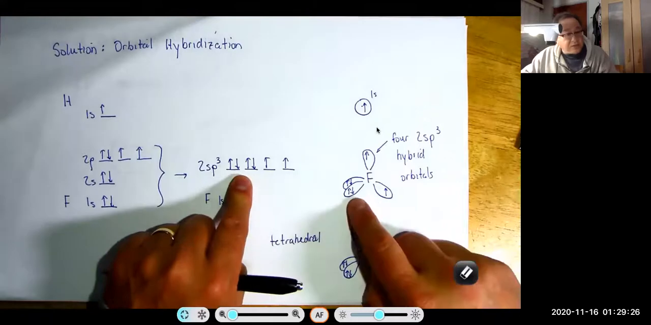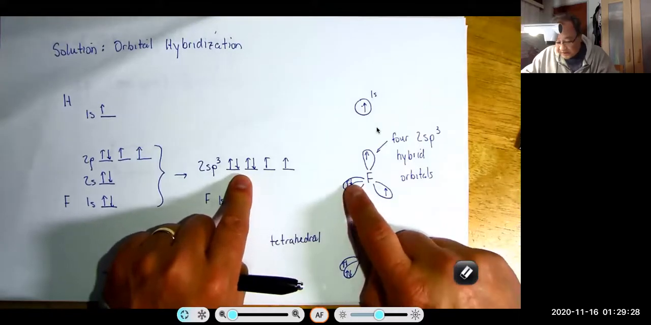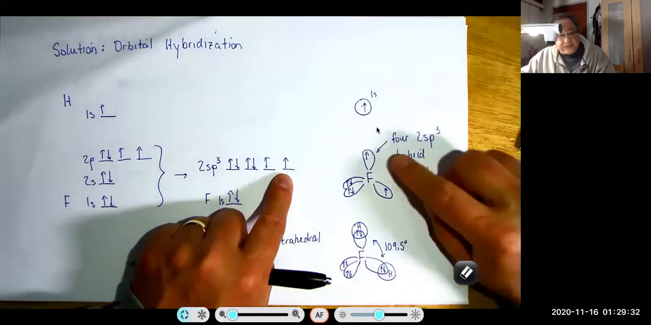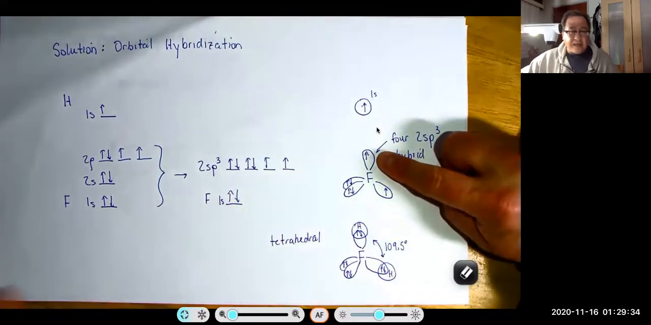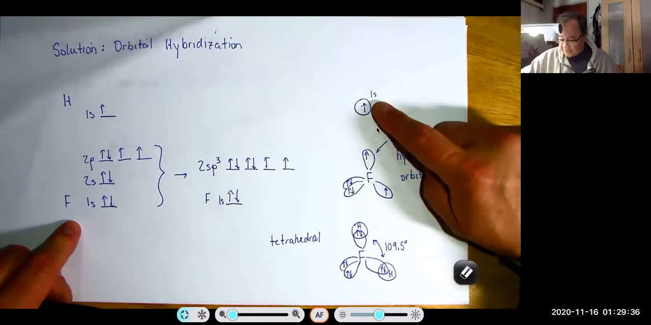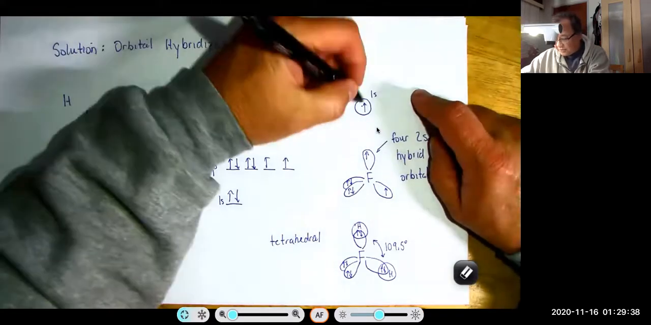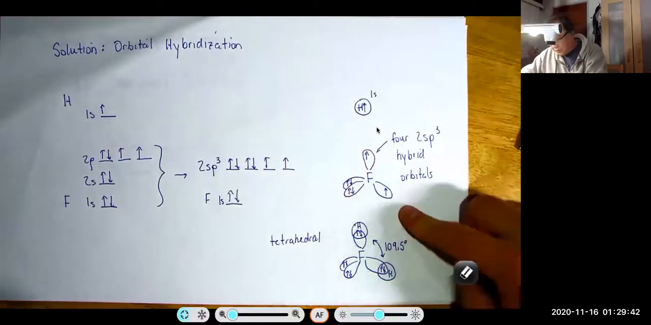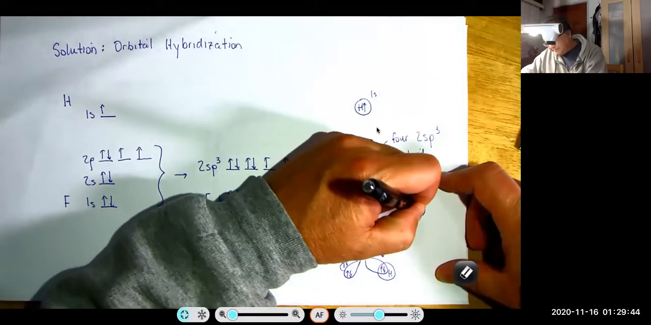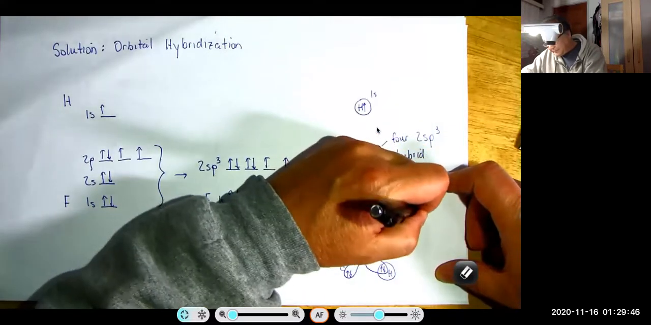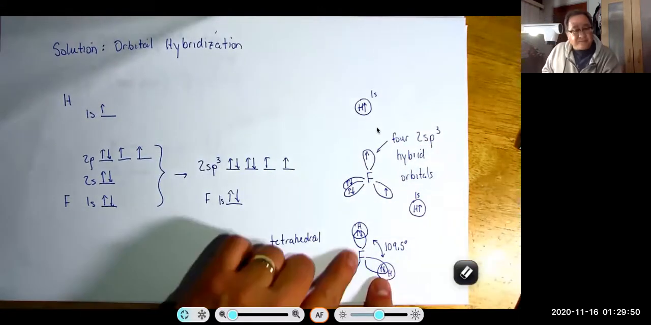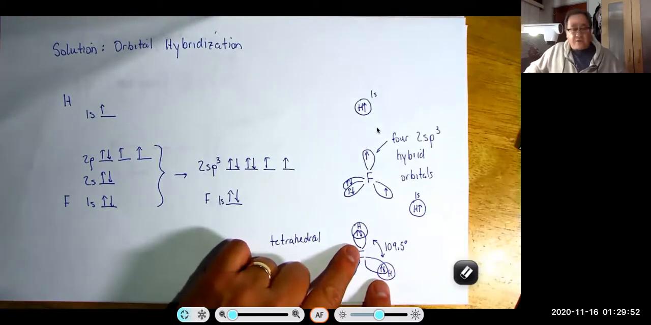There's 2 electrons in one, 2 electrons in another, 2 electrons in another, and 1 electron in one. It's this orbital here with 1 electron in it that can overlap with a 1s from the hydrogen. So this is our hydrogen. And here, this one can overlap with the 1s from the hydrogen. So when they overlap, this is what you're going to get. And you get the 109.5.